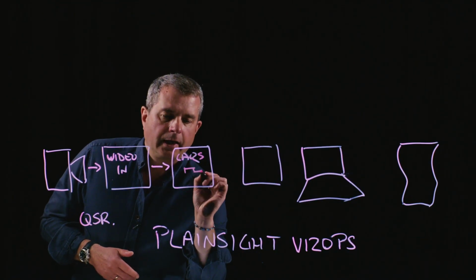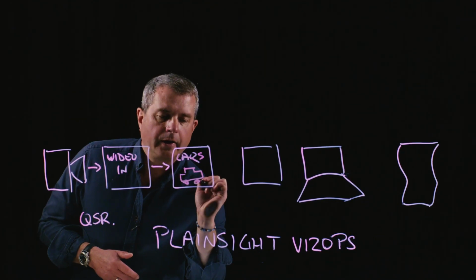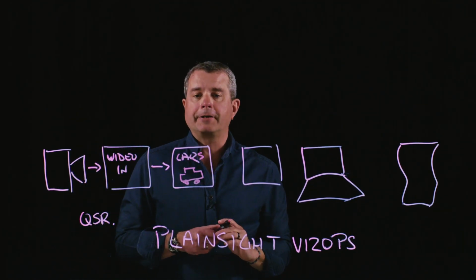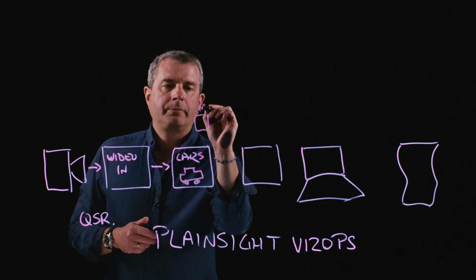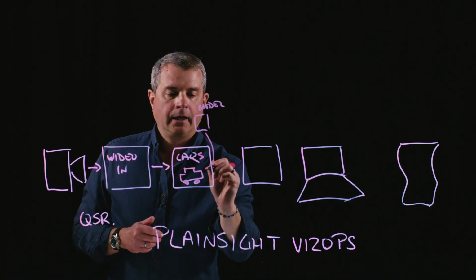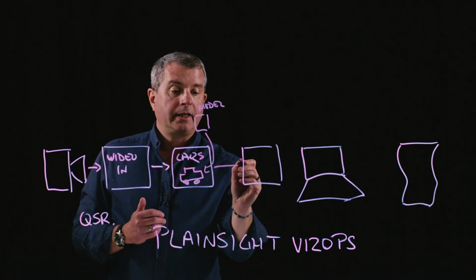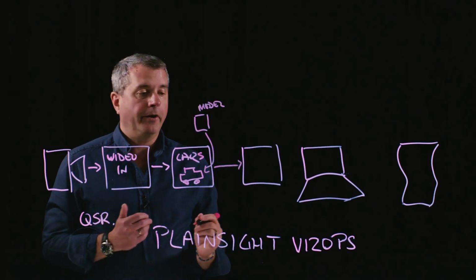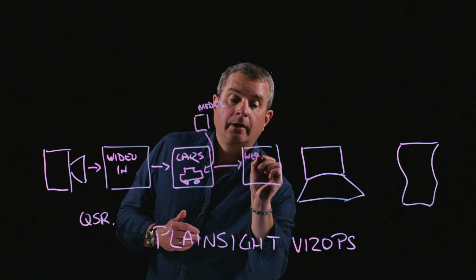So we have a filter that is built to be able to detect cars. It uses something called the model. The model has been created and trained to be able to detect cars and identify those. Once it's identified a car within a video frame, it passes it to the next stage.